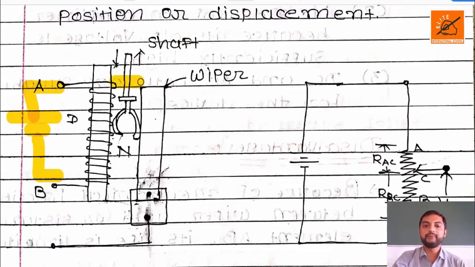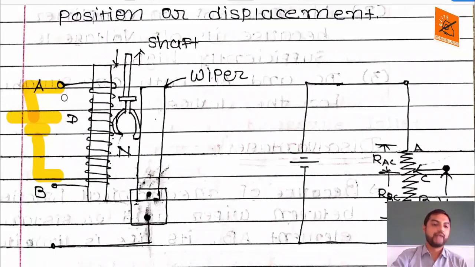If I am putting my shaft over here, then in the output I will get maximum voltage. If I am putting my shaft over here, then I will get minimum voltage. Now, this type of resistive position transducer works on the principle of the voltage divider rule, which I am going to explain in the next point. Clear?